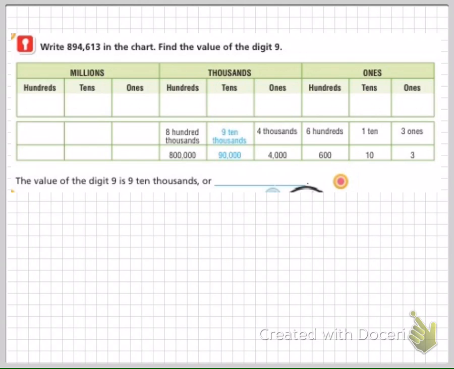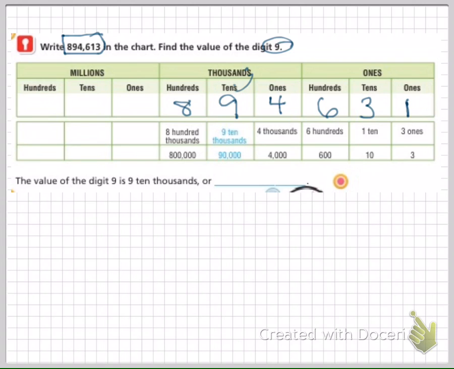Here they want us to write the number 894,613 in the grid, and then find the value of the digit 9. Let's write it in the grid. I have 800 thousands. I have 9 10,000s. I have 4 1,000s. I have 6 hundreds. I have 3 tens. And I have 1 one.